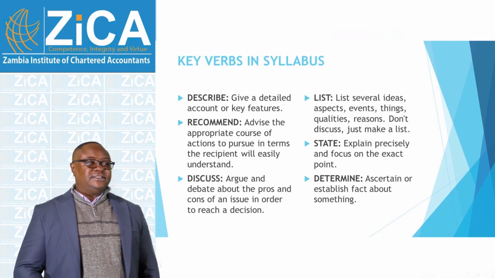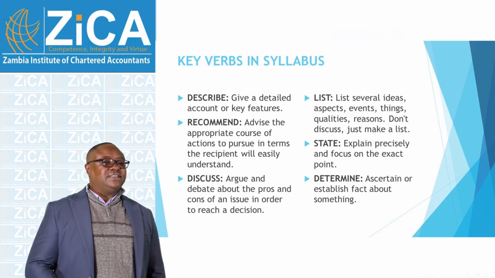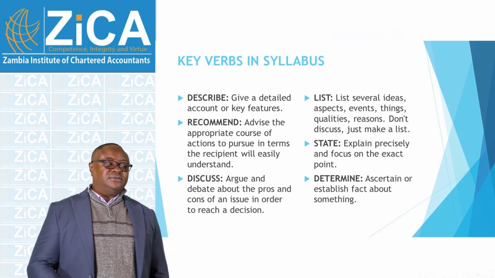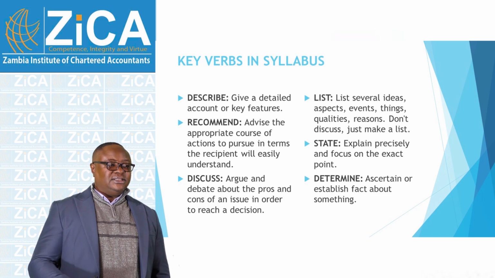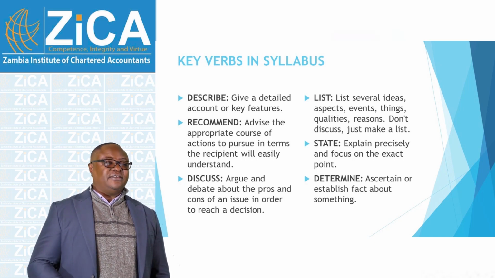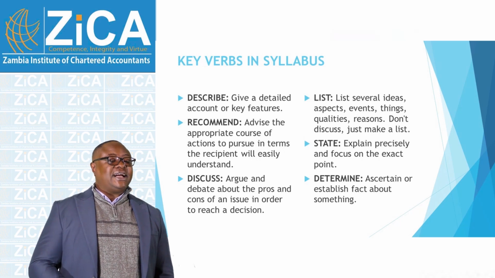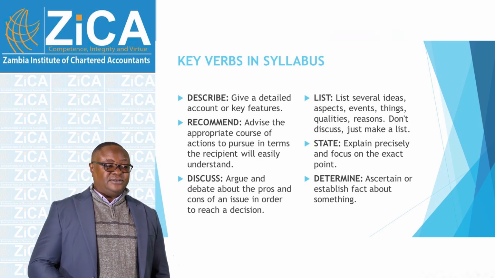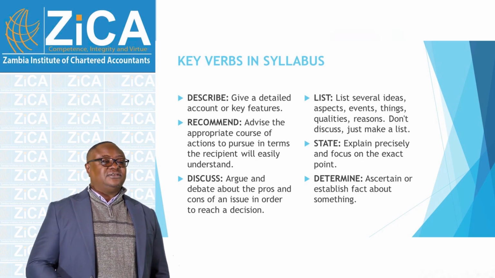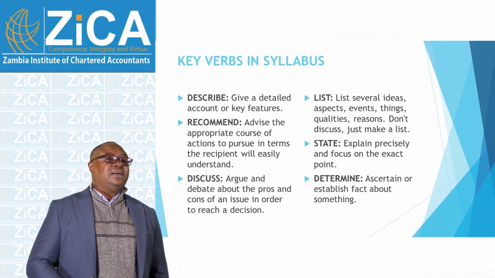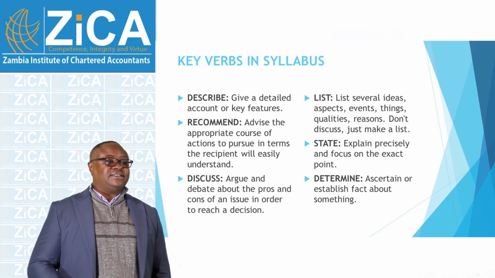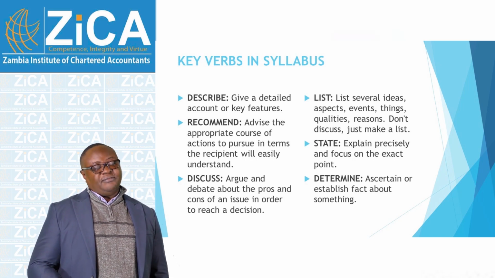Further, on the key verbs in the syllabus, describe, you give details. Recommend, advise an appropriate course of action. This is after you have probably done the calculations or you have evaluated, then you need to recommend. Discuss. Discuss means you argue and debate about the pros and cons of an issue in order to reach a decision. So if somebody says discuss the net present value as a method of investment appraisal, you are supposed to look at the debate. Your argument should show the pros and cons.